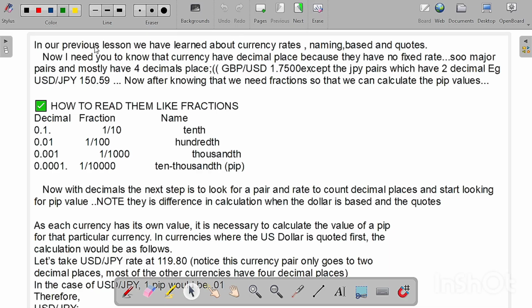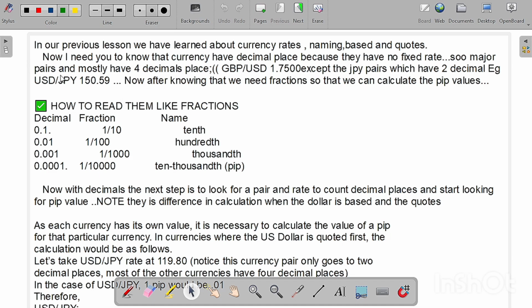Now I need you to know that currencies have decimal places because they have no fixed rate. Like we said, from the Bretton Woods collapse, currencies now move freely or float freely. So they have decimal places, and that's the reason the banks had to come up with a way to count the price movement using pips as the last number in a rate. Rate is the price.